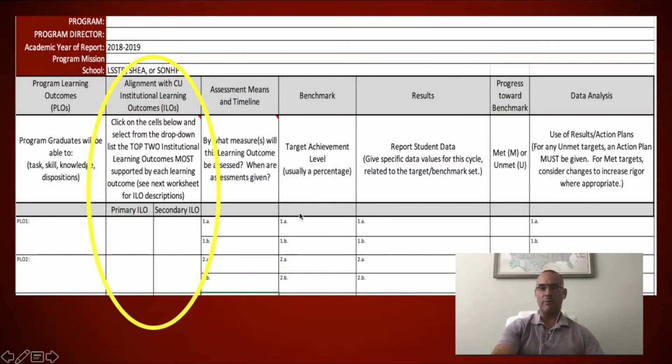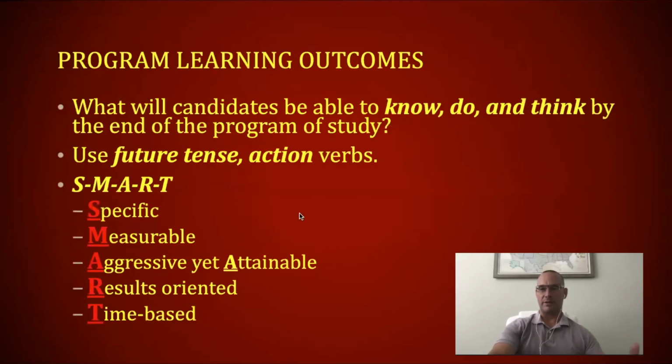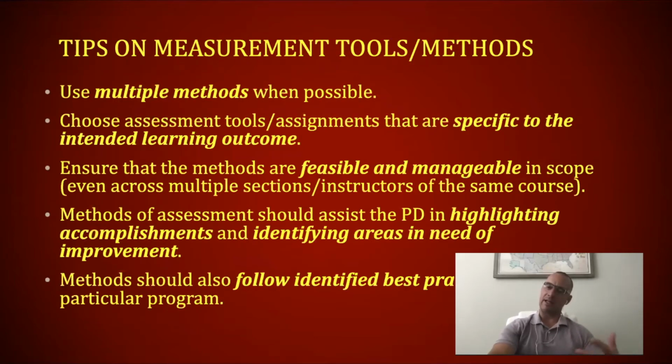You see here 1A, 1B. We want to have multiple measures or different ways to assess any one particular learning outcome. We want to try to make those as objective and direct as possible. But for example, if we had a particular learning outcome that was being measured by a national certification exam, we might be able to, as a secondary, use a more subjective or indirect measure such as surveys, end of course surveys or exit interviews with students.